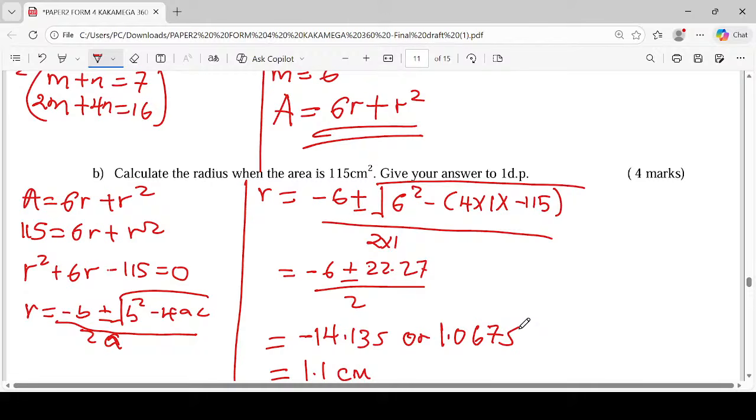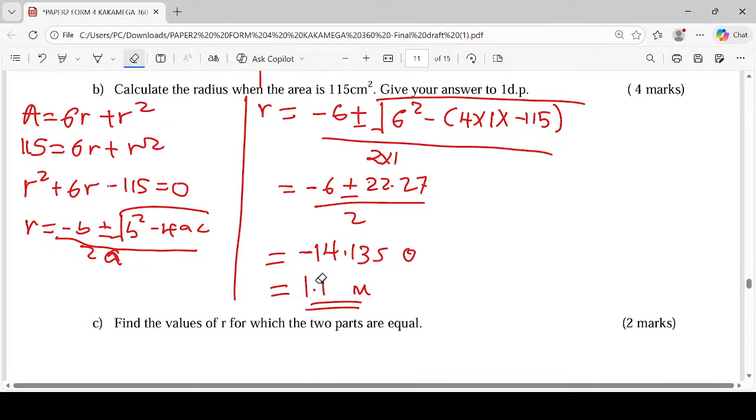I wrote this value here wrongly. The positive 1 is wrongly written, and I apologize for that, ladies and gentlemen. Because this should be OR, I'm getting it as 8.135. But now to 1dp, the correct answer should be 8.1 centimeters as the answer for that part.